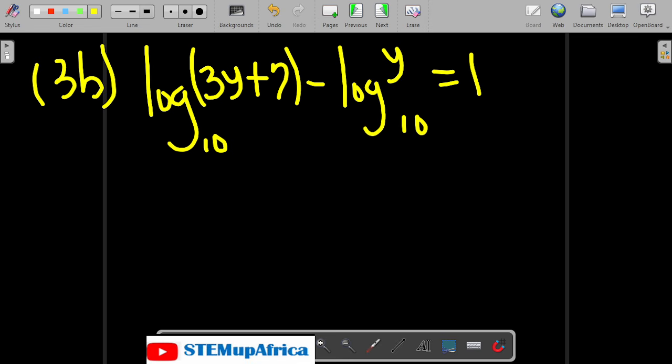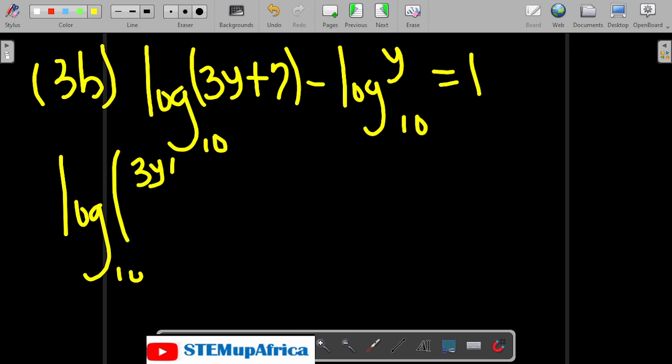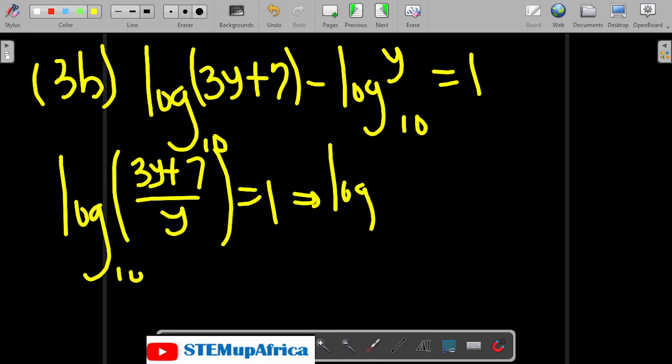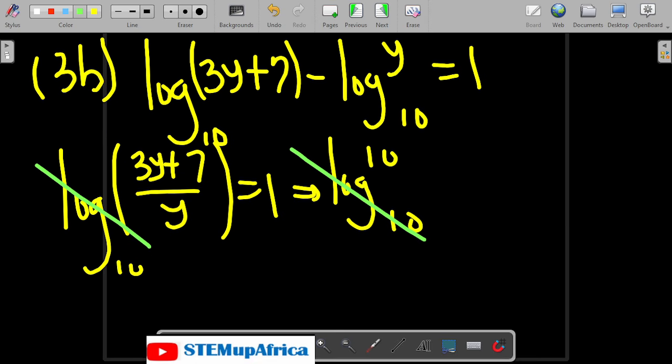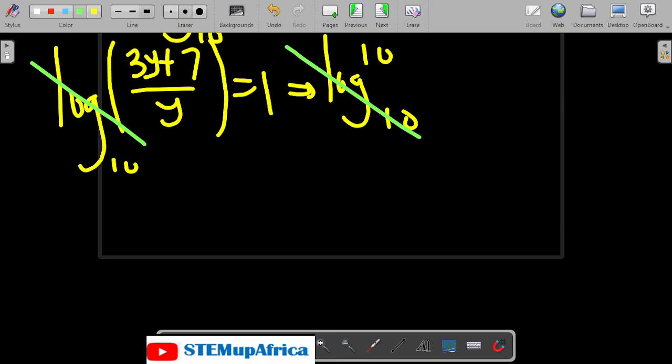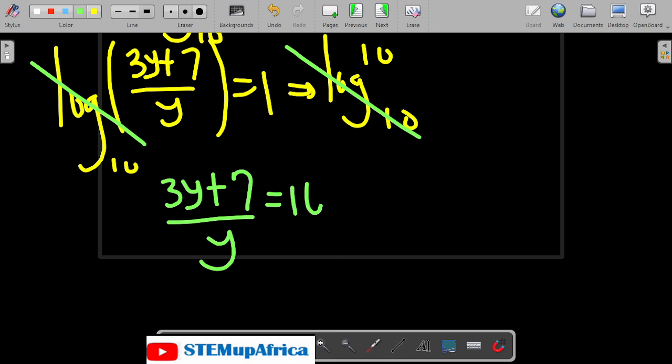So how do we simplify it? We apply the law of division in logarithm. I will take the base as 1 while I divide the arguments. So I'm having (3y plus 7) over y equals 1. The 1 can also be written as log 10 in base 10. So we cancel the log. What is left is (3y plus 7) over y equals 10.